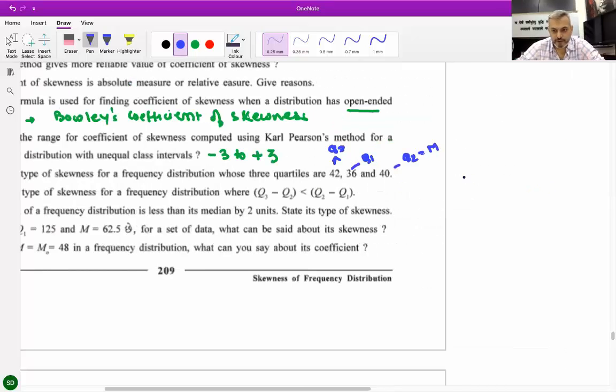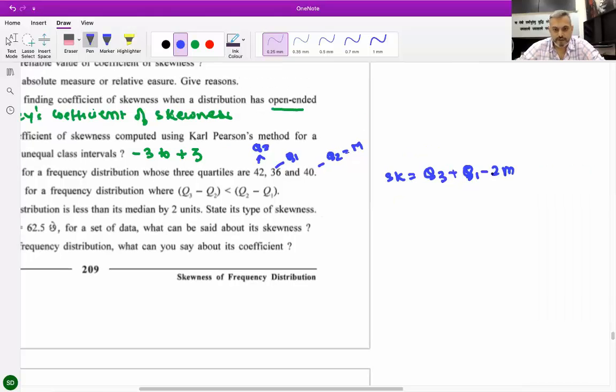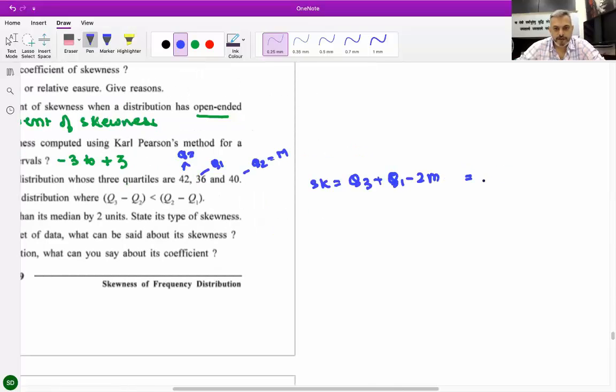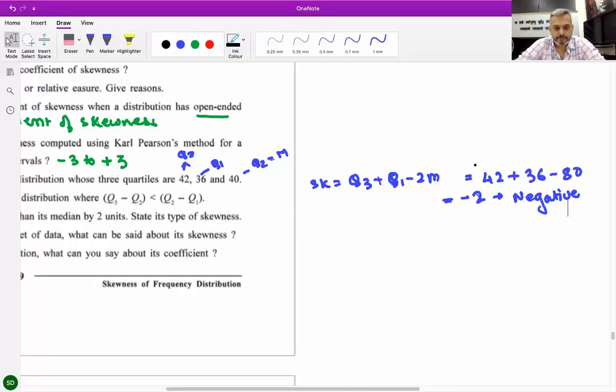So apply the formula. Skewness is equal to Q3 plus Q1 minus 2m. Let's quickly scribble this, which is equal to Q3 is 42 plus Q1 is 36 minus 2m is 80, which is equal to 42 plus 36 minus 80, which is minus 2. So what is the skewness? Skewness is negative. It's a negative skewness.